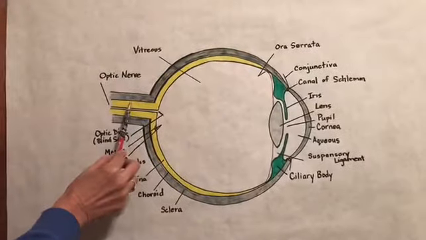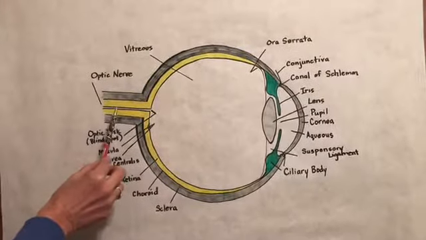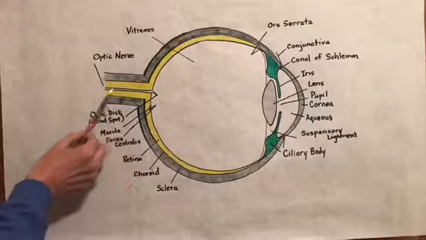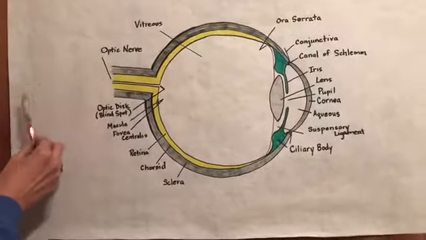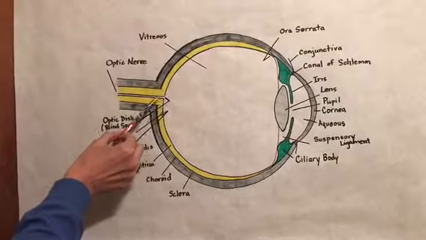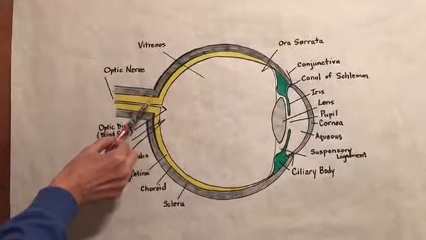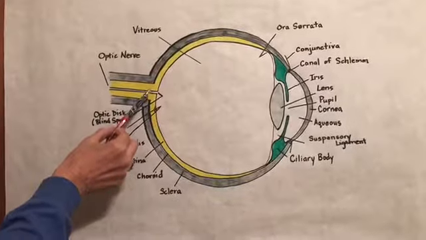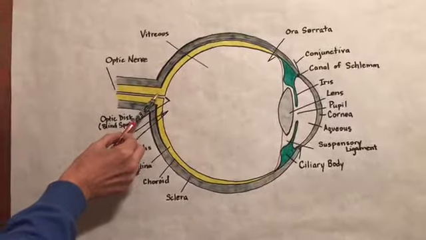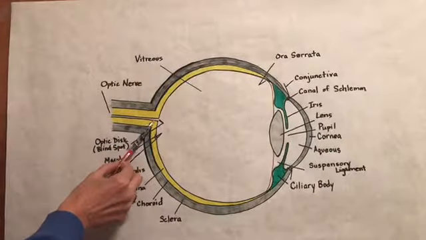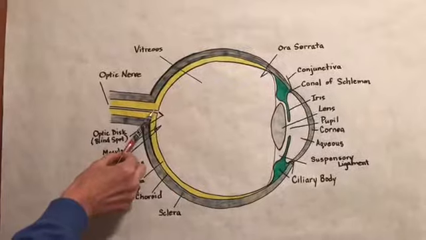After that, we have the optic nerve. The optic nerve is a bundle of fibers that carry vision-related impulses from the retina to the brain. Optic disc, or commonly known as the blind spot, is the head of the optic nerve where the ganglion cell axons exit the eye. And this is considered the blind spot.